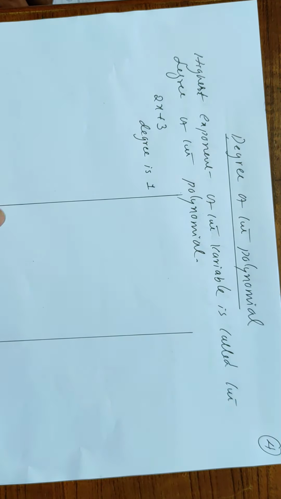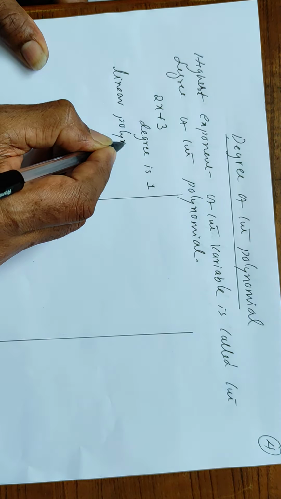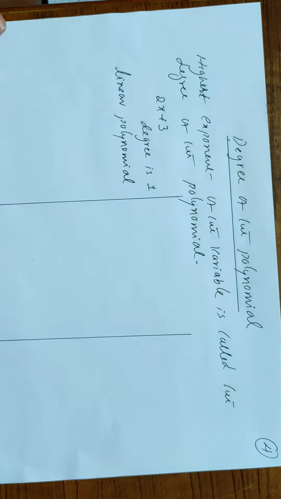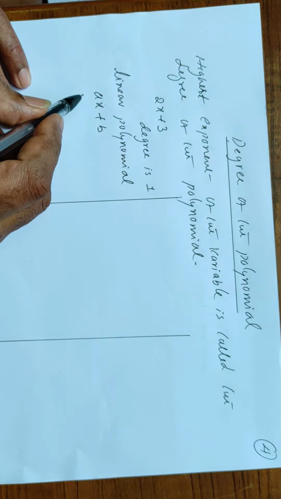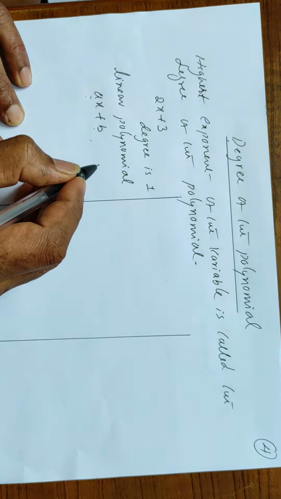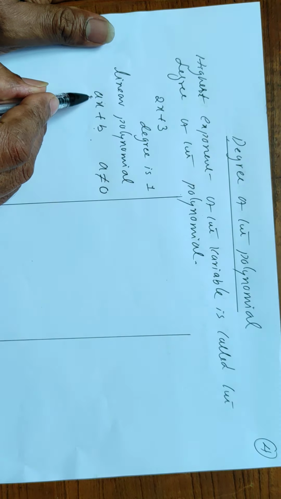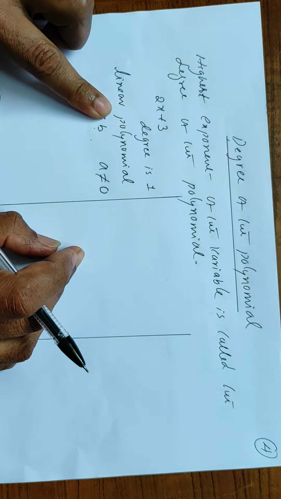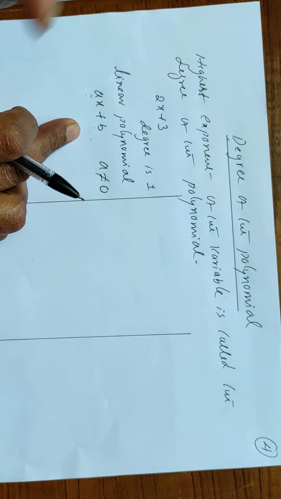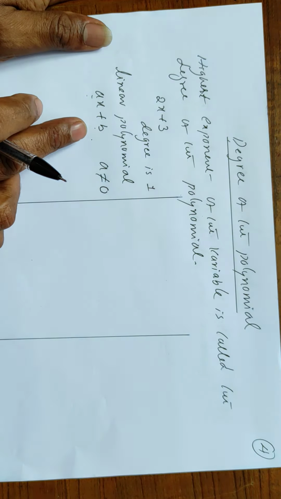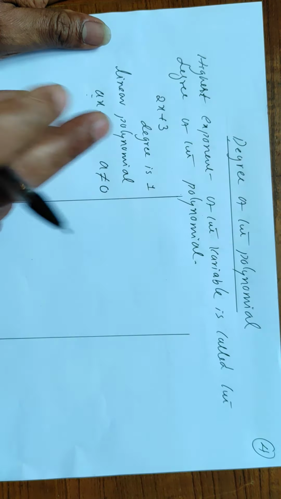If the degree of the polynomial is 1, it is called linear polynomial. Linear polynomial will be of the form ax plus b, where a and b are real numbers and a should not be equal to 0. What happens if a becomes 0? The first term will vanish and we will be left with only a constant, and it becomes a constant polynomial. The degree of the constant polynomial is 0.